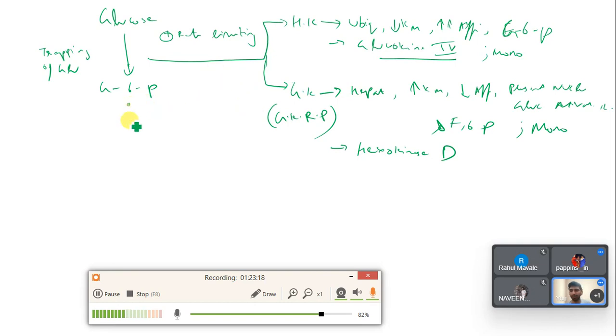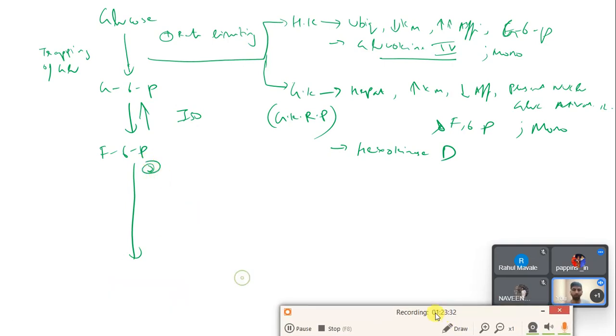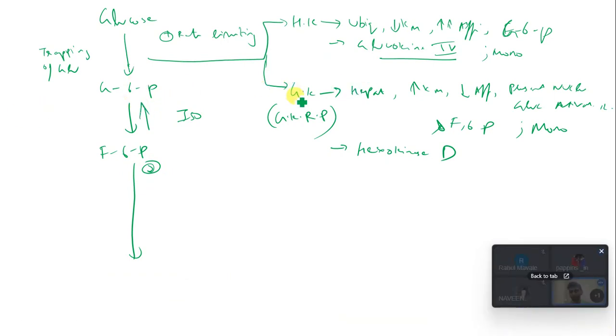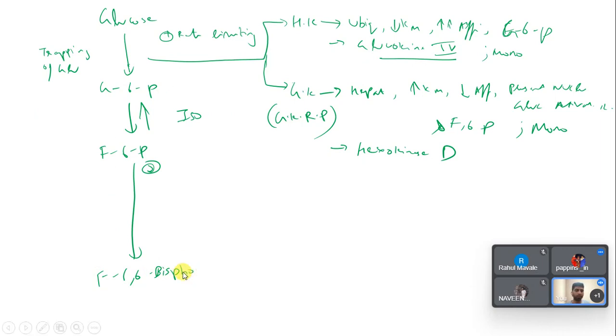Now glucose 6 phosphate is converted into fructose 6 phosphate. Isomerase works here. Now the most important step. Always remember, fructose 6 phosphate to fructose 1,6 bisphosphate is the most important regulated step of glycolysis. This is fructose 1,6 bisphosphate. The difference between bisphosphate and biphosphate is that bis means the phosphates are far apart, while bi means they're continuous.